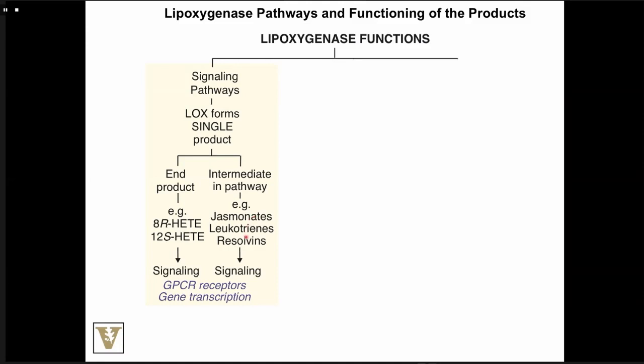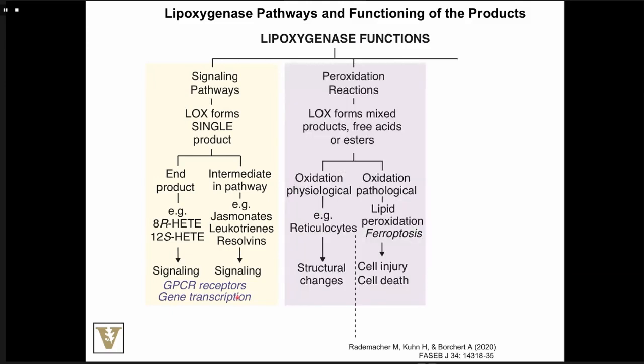Obviously, forming the first product could just be the first in a chain of reactions that leads to the signaling mediator. For example, through the jasmonates in plants, the leukotrienes in leukocytes, the lipoxins and resolvins, the anti-inflammatory signaling molecules in mammalian systems. And mostly they work on G protein coupled receptors, although jasmonates activate gene transcription. So that's a signaling mediator.